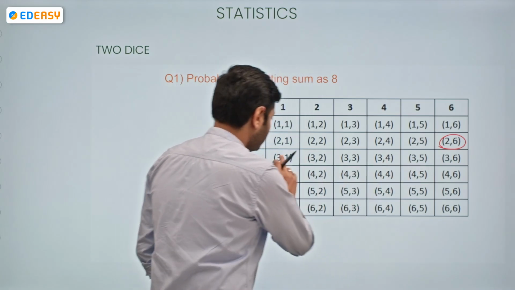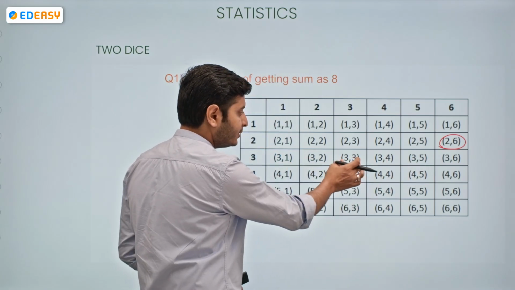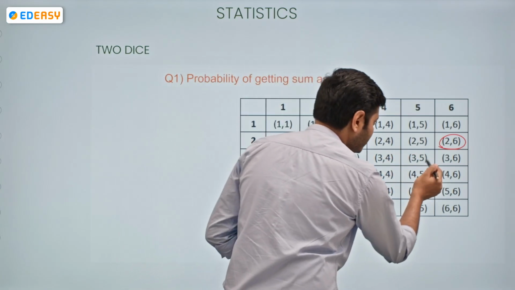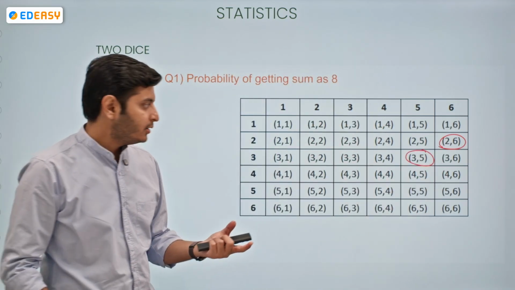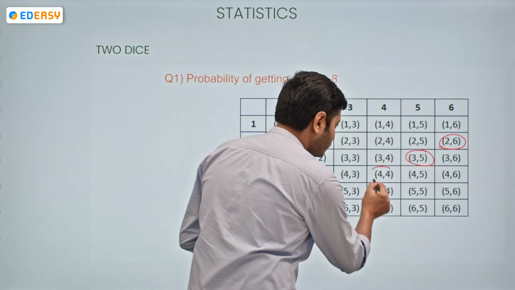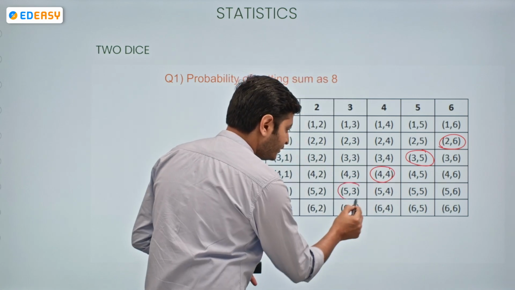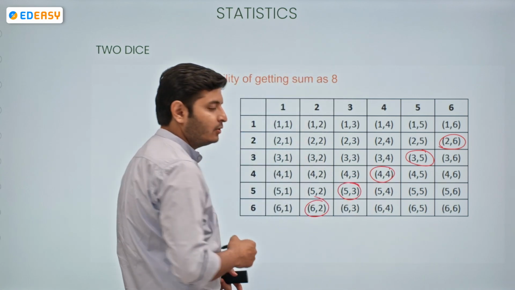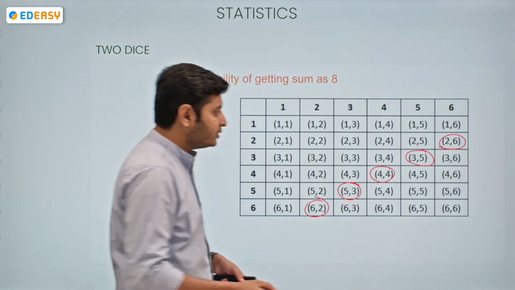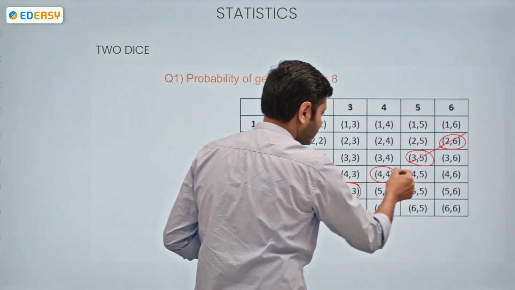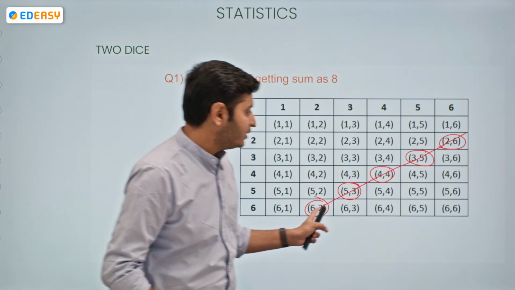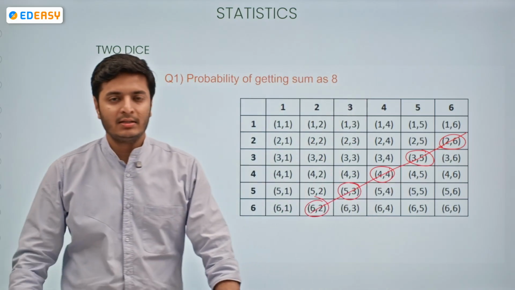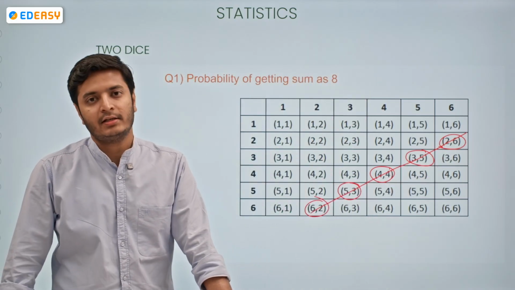In this line, 3 plus 1, 4, 3 plus 2, 5, 3 plus 3, 6, 7. Again, this value, 3 and 5, the sum is 8. In this row, 4 and 4, 8, 5 and 3, 8, 6 and 2 also 8. Can you see this line? So every outcome in this line gets a sum exactly equal to 8.